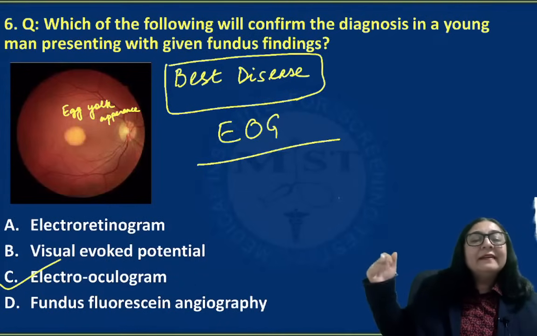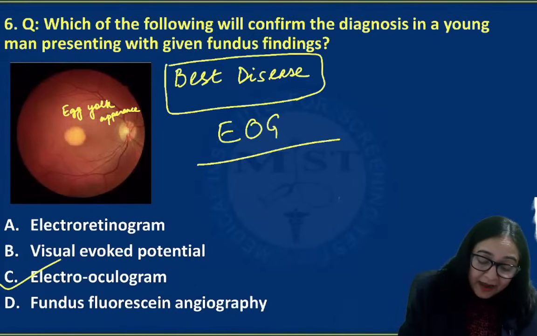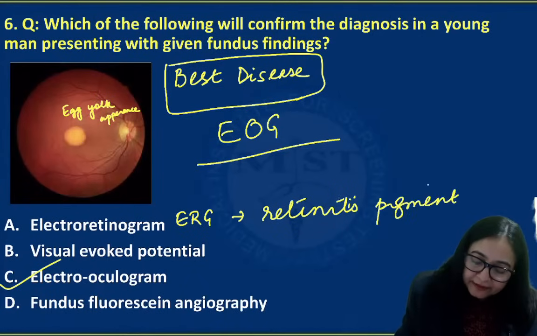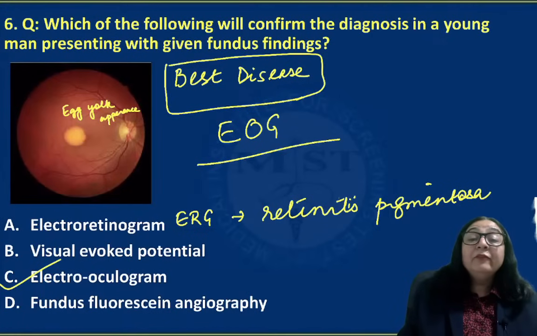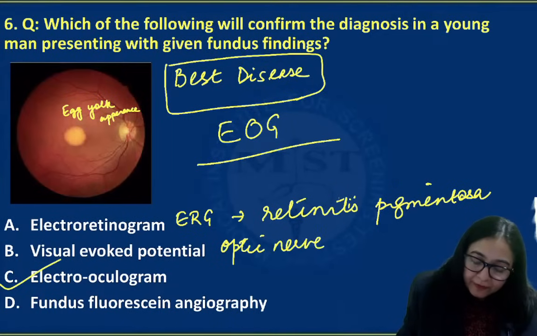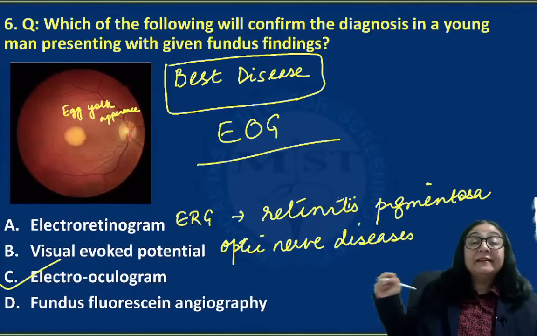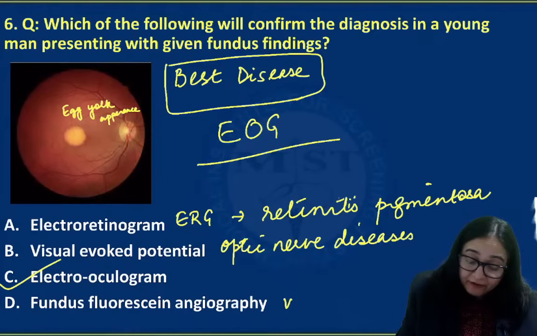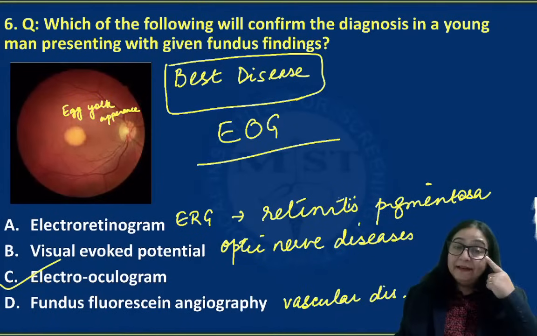Coming to the other choices, electroretinogram or ERG. If you remember, beta, this is a test for retinitis pigmentosa. Okay? This is the test for retinitis pigmentosa. Then visual evoked potential. It is a test which we do for optic nerve diseases. And fundus fluorescein angiography is usually done for the retinal or choroidal vascular diseases.